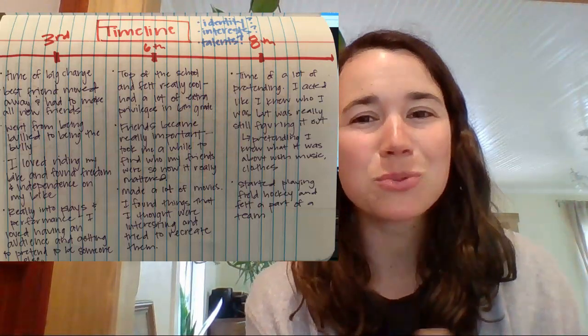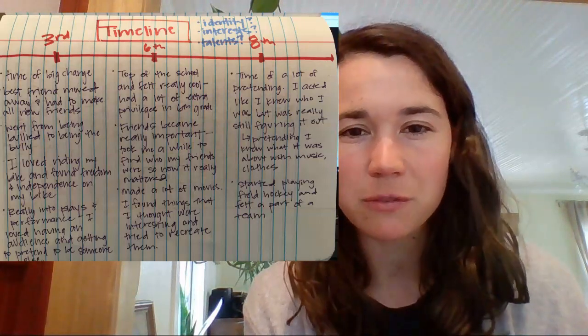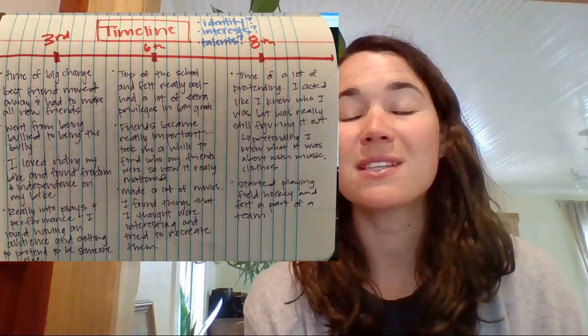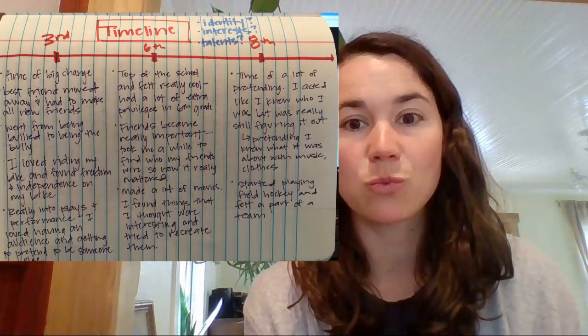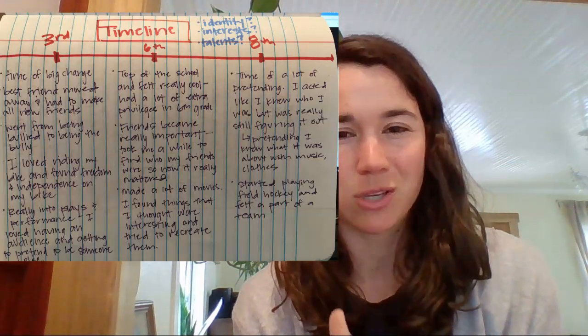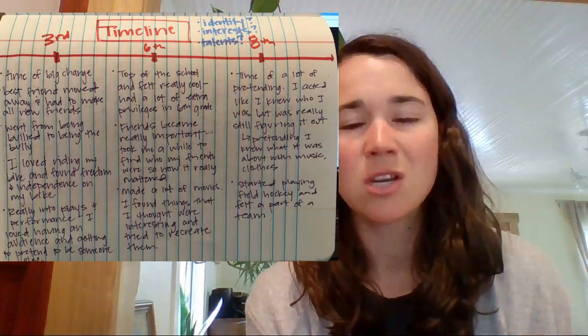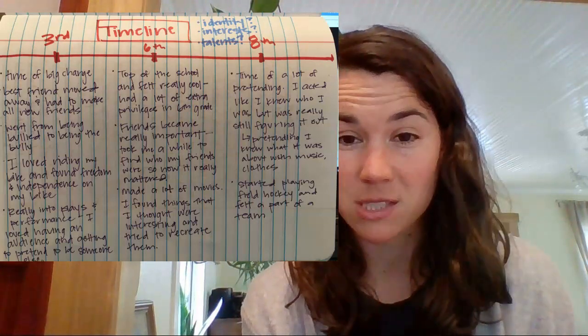Then in 6th grade, this was a really different time for me. Just a couple of years and things had changed a lot. I was at the top of the school. The elementary school that I went to went through 6th grade, so it was kindergarten through 6th grade, and in 6th grade you had a ton of privileges. We felt really cool because we were the oldest kids.